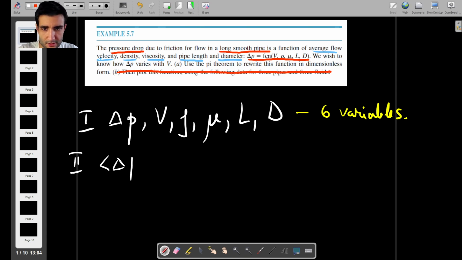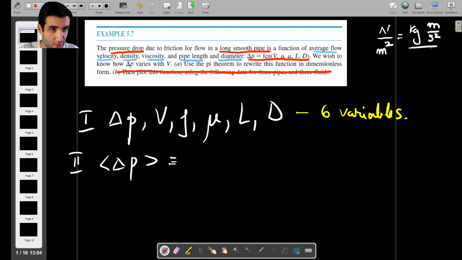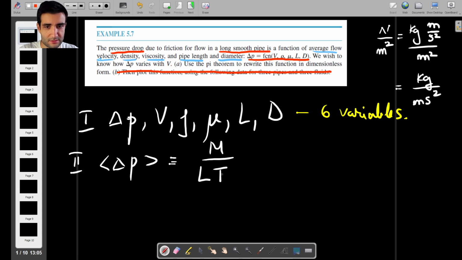So for the change in pressure, we know this is measured in newtons per meter squared, that's pascals. Now that is kilograms meters per second squared over meters squared, which is kilograms over meter second squared. So I'm not going to use kilogram, meters, seconds and so on. Instead, I'm going to use mass instead of kg, length instead of meters, and time squared instead of second. So that's going to be M L to the minus 1 T to the minus 2, like this.